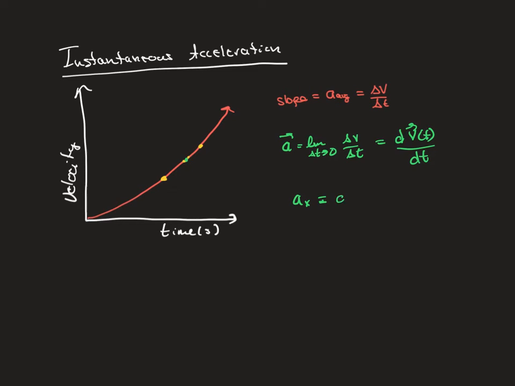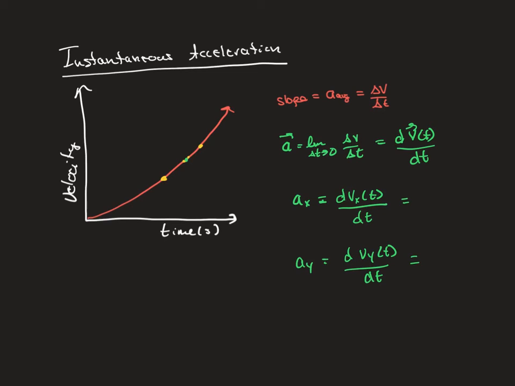So in order to find the x component, you would take the first derivative of the velocity function in the x direction in terms of t. And to find the y component, you would take the first derivative of the velocity in the y direction function in terms of t. So you've got to keep track of x versus y terms.